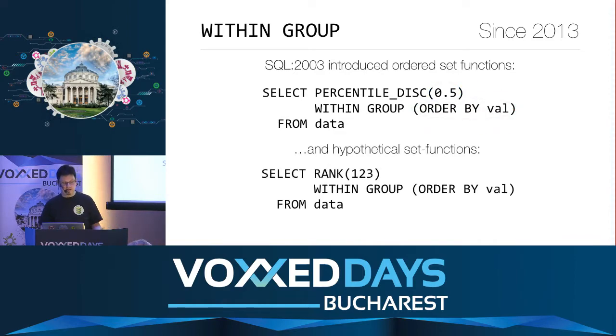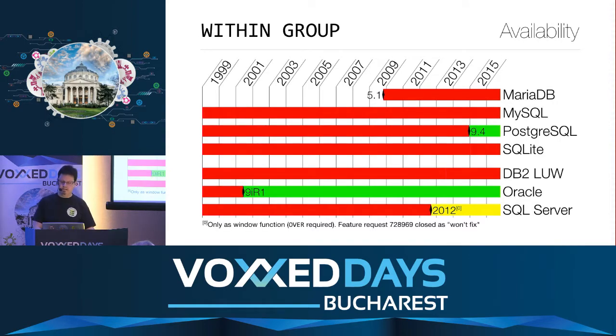There are even other functions, like hypothetical set functions. I've never had a use case for that. Like, if I would insert the value 1, 2, 3, which position would it have? Yeah, it's there. Can you use it? Maybe. So who can use it according to this scheme? Who's using a database which has already support for what you see here? Oh, that's not so many. Okay, so this was just a few selected features out of SQL 2003.